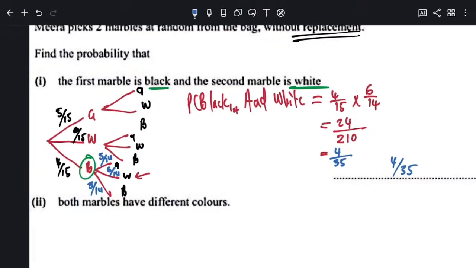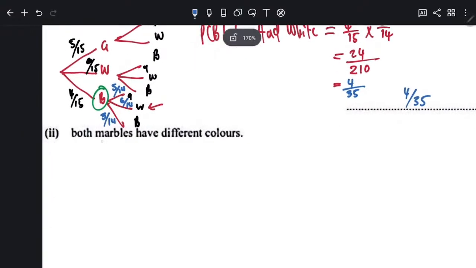Now, find the probability that both marbles have different colors. Listen, let me teach you. If they say to you, find the probability that both marbles have different colors, we can do it. There are two ways to do it. If both are going to have different colors, tell me the different combinations we would put here. Remember, both means we are picking two.